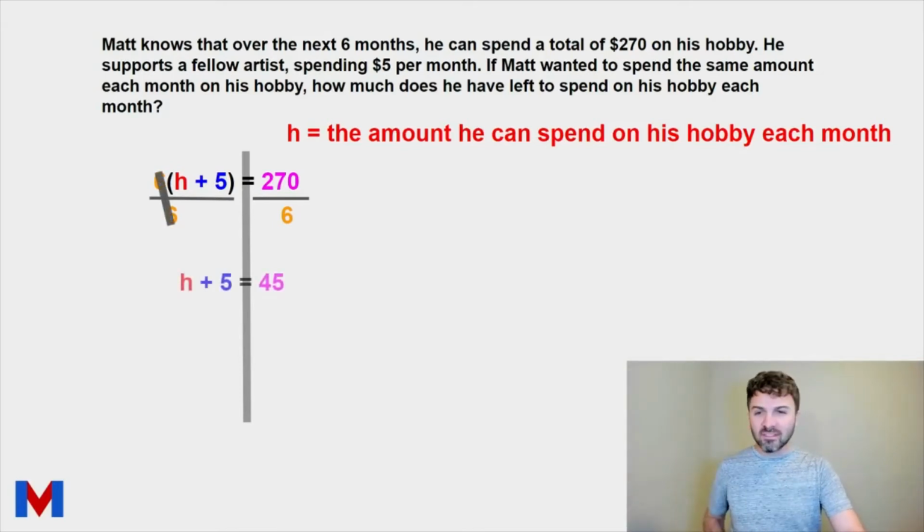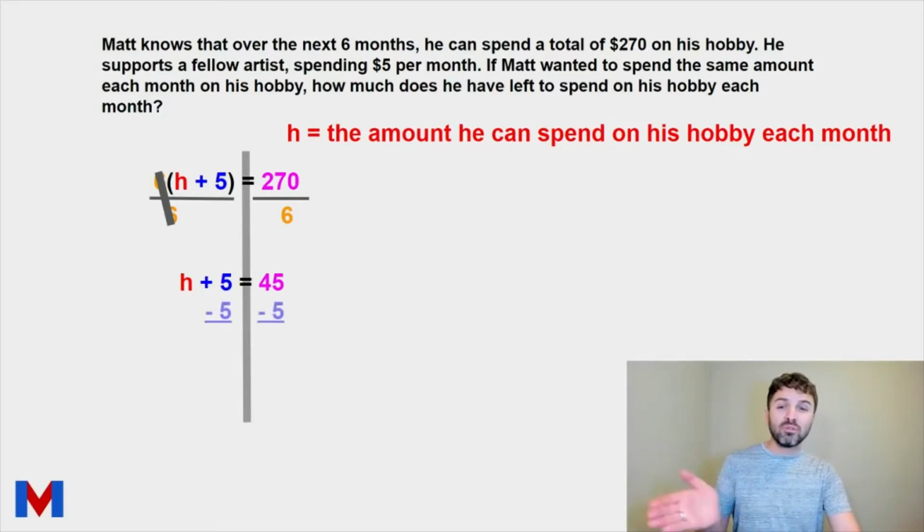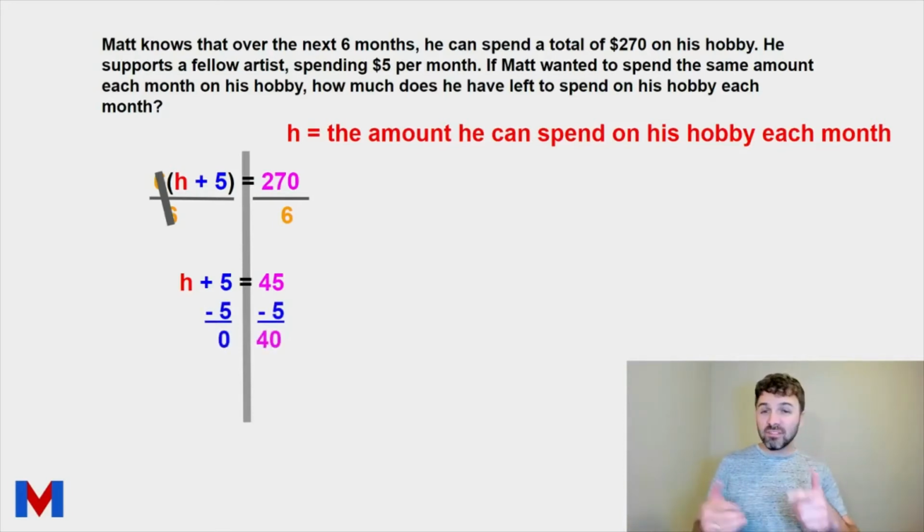Okay? So you get 6 divided by 6 is 1. 1 times all that is itself. And then 270 divided by 6 is 45. Sweet. So what plus 5 is 45? Well, if you're not sure, we can do the opposite or inverse operation of plus 5, which is subtract 5, and do it to both sides. And we get 5 minus 5 is 0, and 45 minus 5 is 40. So our H equals 40.